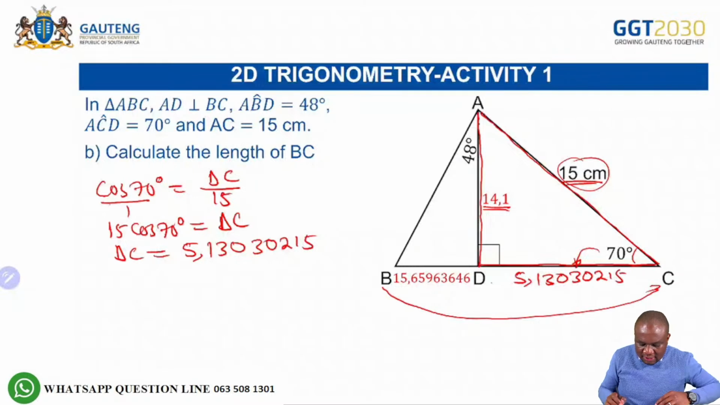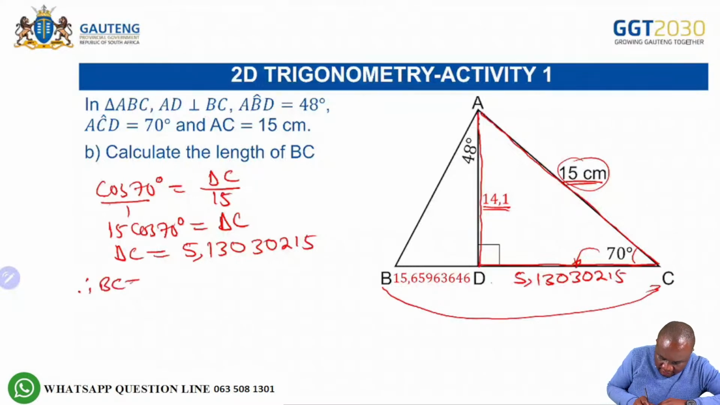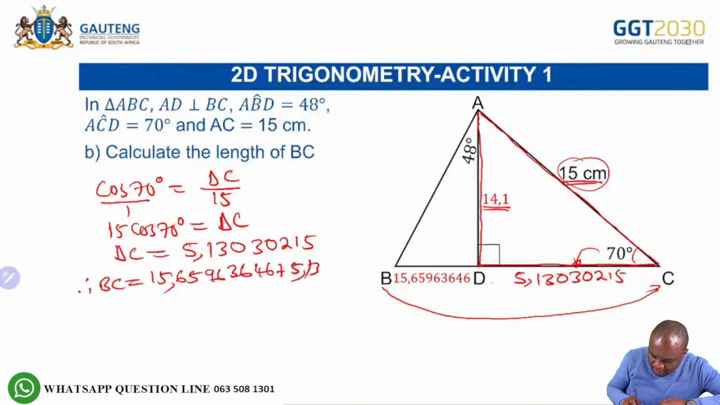And then we want BC. So we add these two. Therefore, BC is equal to 15,6596,3646 plus 5,1303. This is easy addition, isn't it? Okay, let me just write the final answer. So BC is equal to 20,79 after rounding off, centimeters.